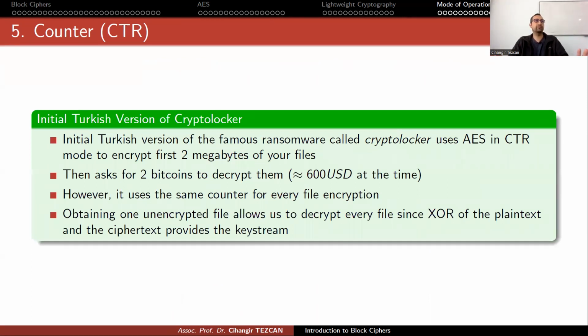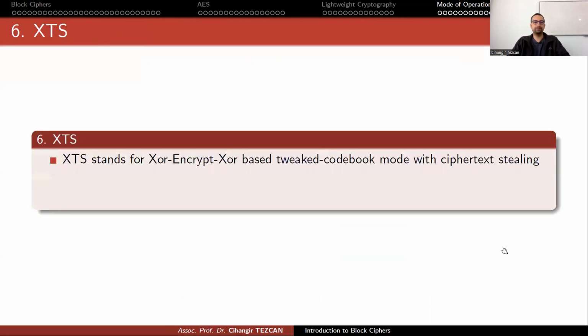You have to know a little bit of cryptography so that you shouldn't use the same nonce twice or counter twice, and know that this is a good thing.